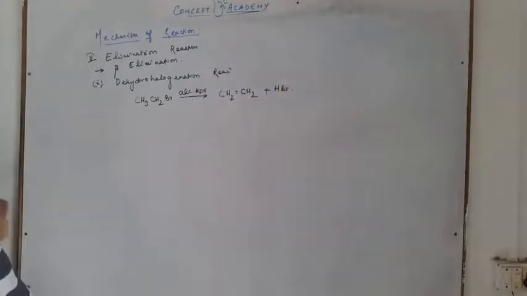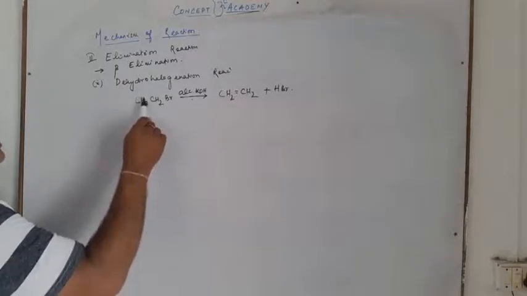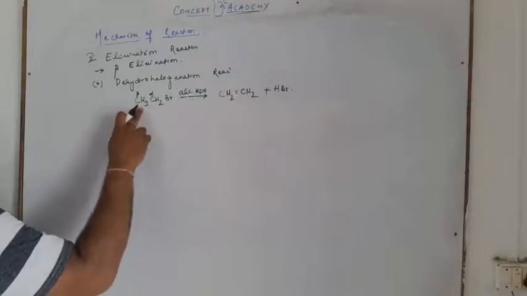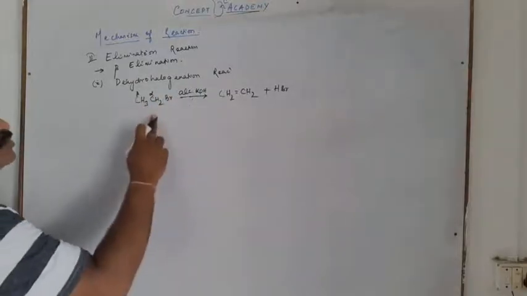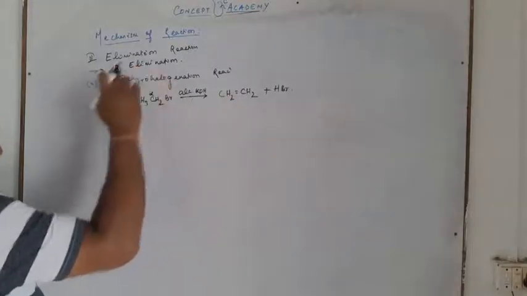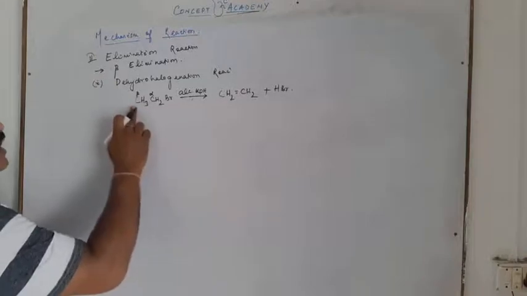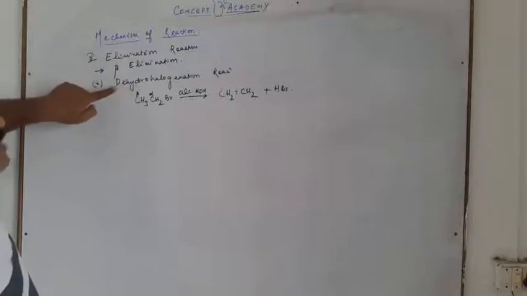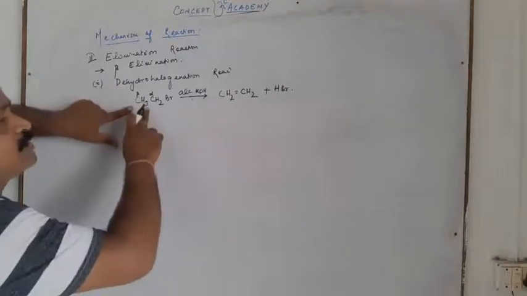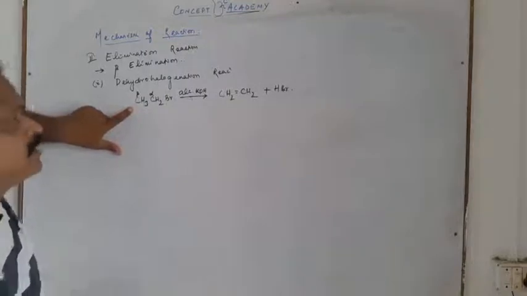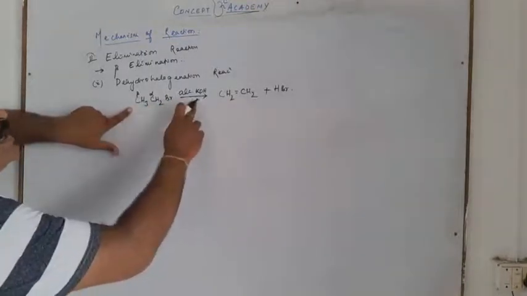So what happens exactly is, this is alpha and this is beta. This beta carbon will lose the hydrogen and it will form a double bond. That's why it is known as beta elimination. The hydrogen on the beta carbon is removed. So dehydro means, D means removal, hydro means hydrogen. This hydrogen is removed, and then halogenation. Got it? CH3CH2Br, alcoholic KOH.